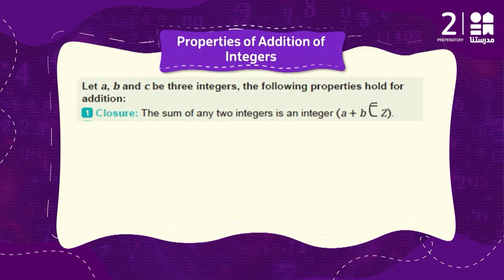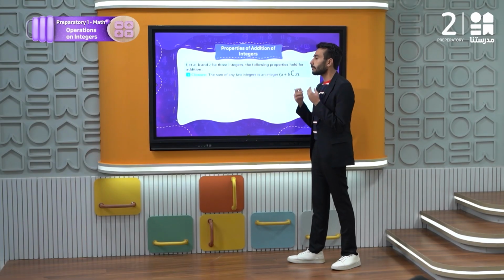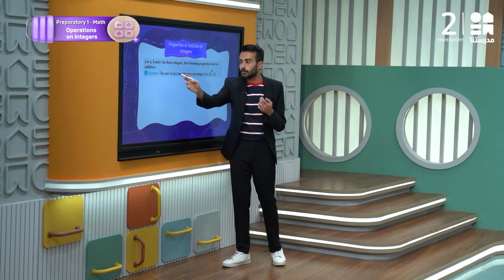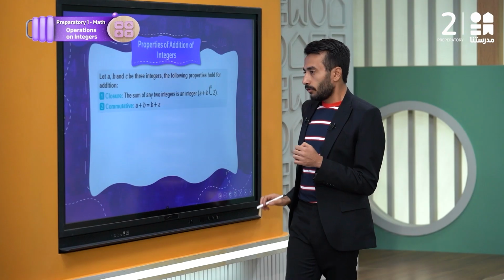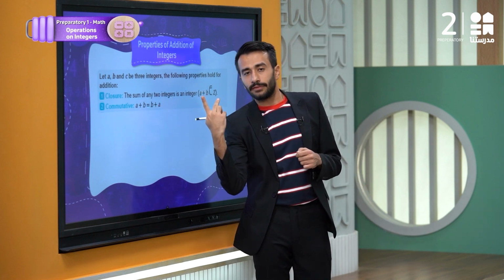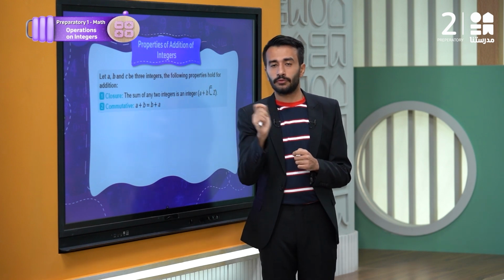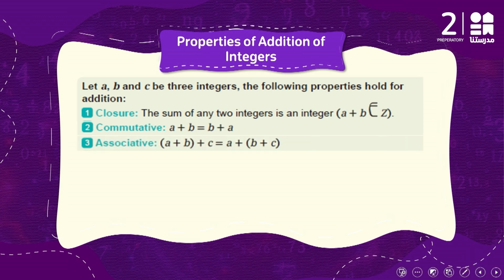Now let's talk about some properties of addition. When you add two integers, the answer must be an integer. This is property number 1. It's called closure property. Property number 2, when you add a and b, you can add b and a. For example, if you have 3 plus 2, you can make it as 2 plus 3, or with negative numbers. If you have negative 2 plus 5, you can switch them, so 5 plus negative 2. This is called commutative.